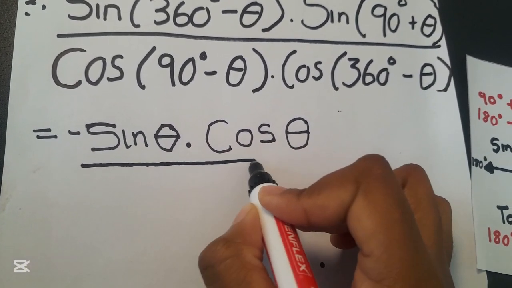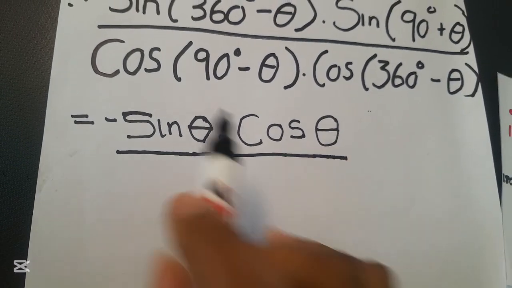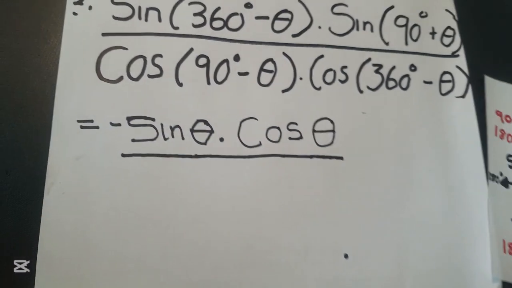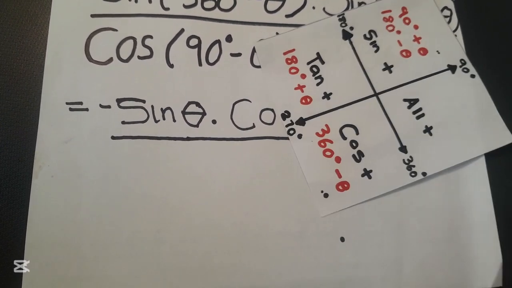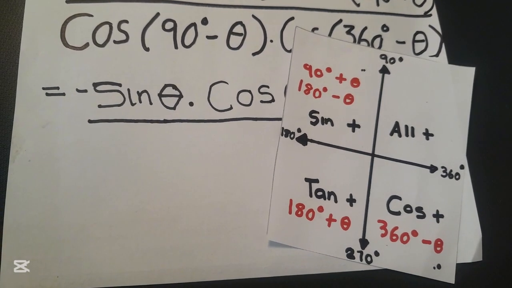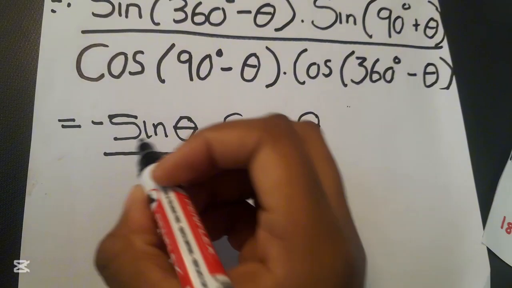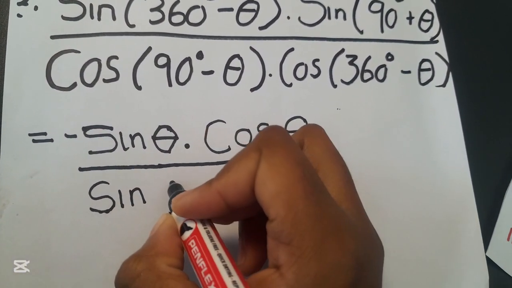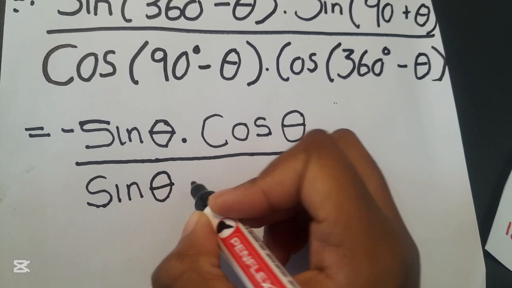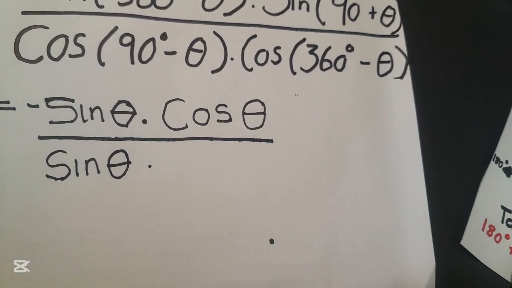Now let's get to the lower part. We start with cos(90 degrees minus theta), and we know that 90 degrees minus theta lies in the first quadrant, where everything is positive. So here we're going to have positive sine theta.